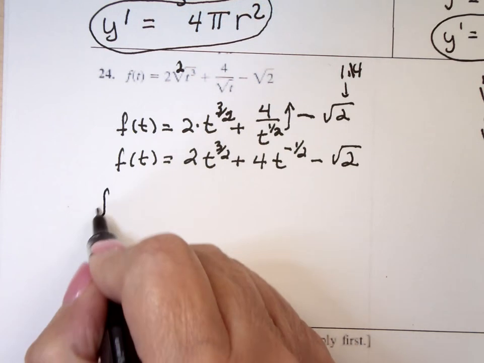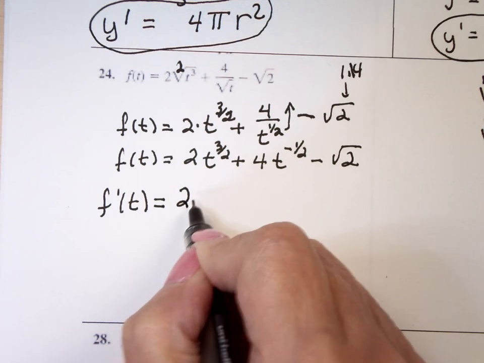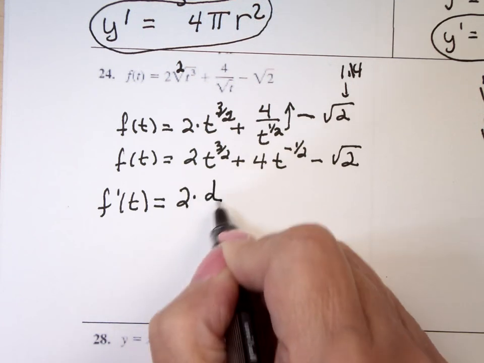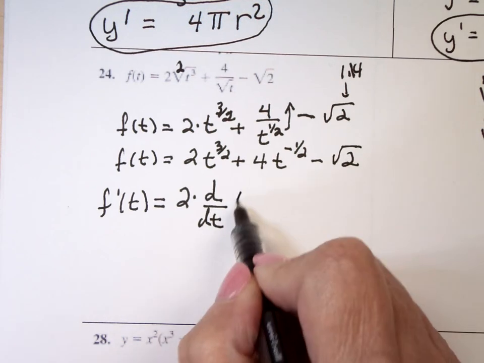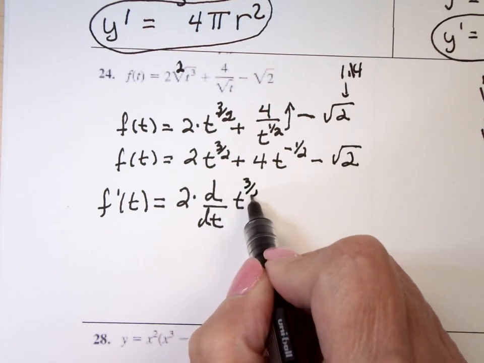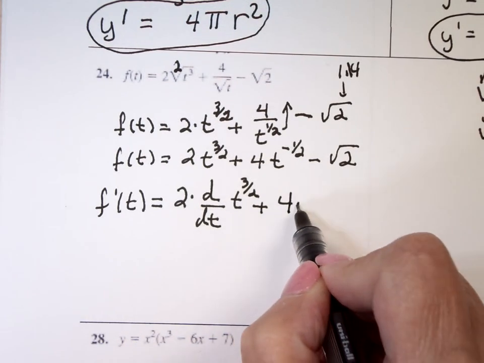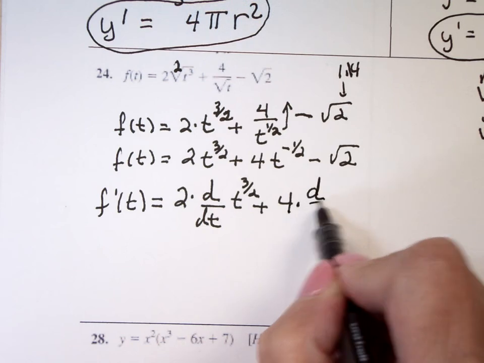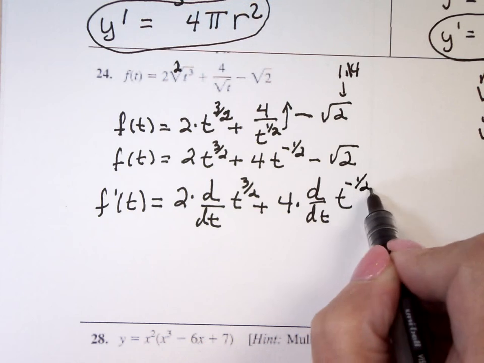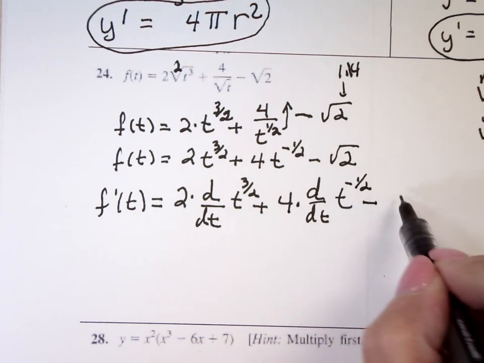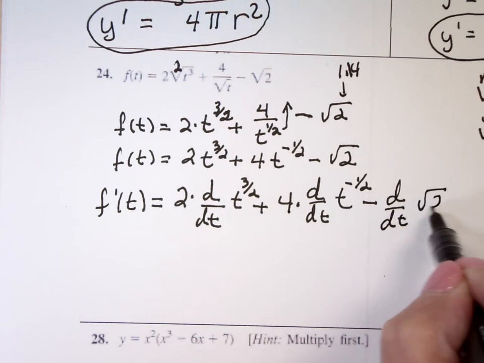Now, f prime of t, the variable is t. So it's 2 times the derivative with respect to t, because the variable is t, of t to the 3/2 plus 4 times the derivative with respect to t of t to the negative 1/2 minus the derivative with respect to t of the square root of 2.